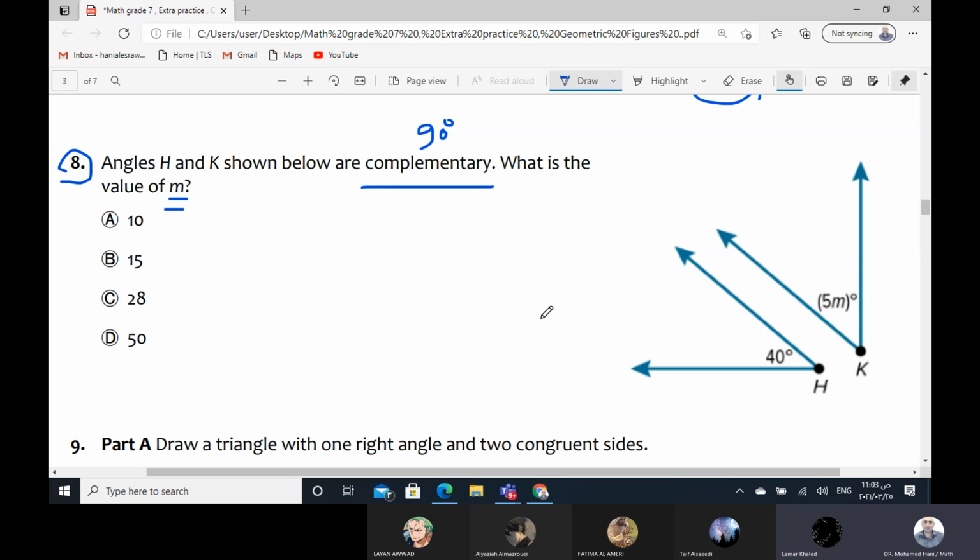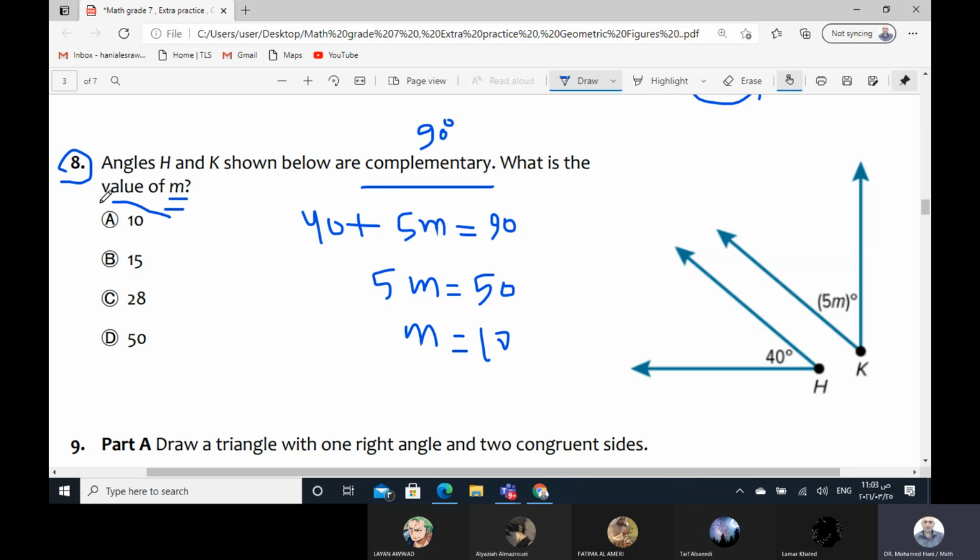Maybe the value is 10. Why? First of all, the equation will be 5m plus 40 equals 90. Then we subtract 40 from 90 and it will be 50. Then 50 divided by 5 equals 10. Great. So M equals 10. So this is the right answer. Great.